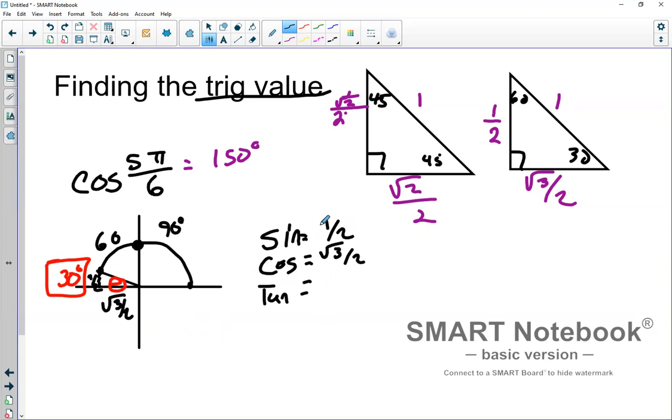And tangent would be sine over cosine. You could do the math yourself, but it's going to be root 3. Wait a second.